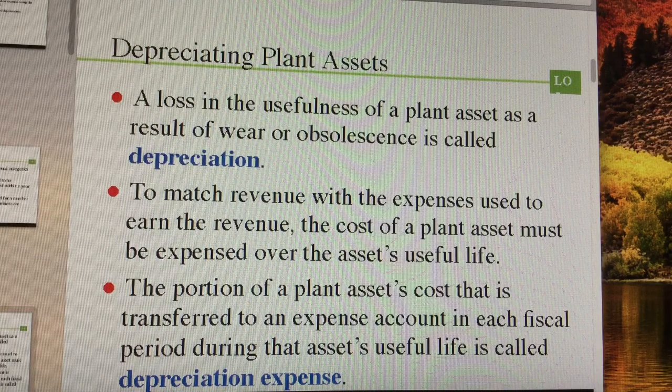With these plant assets, the value will adjust from the date of purchase, and then that adjustment is called the depreciation. So a lot of things will lose their usefulness, specifically technologies. To match revenue with expenses used to earn the revenue, the cost of a plant asset must be expensed over the asset's usefulness. So everything has a shelf life or a term of years in which that asset still has value. So the portion of the plant asset's cost that is transferred to an expense is called a depreciation expense, and that's what we're going to be dealing with today.